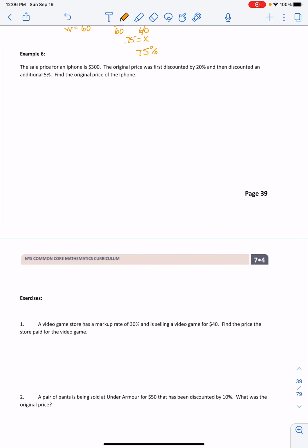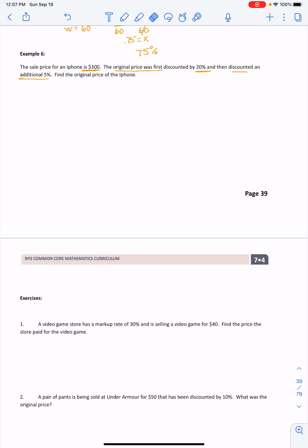says the sale price for an iPhone is $300. So you know how old this problem is. There's no way our iPhones are $300 anymore. It says the original price was first discounted by 20%, then discounted an additional 5%. Find the original price of the iPhone.